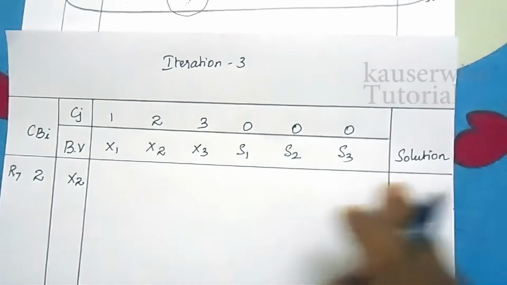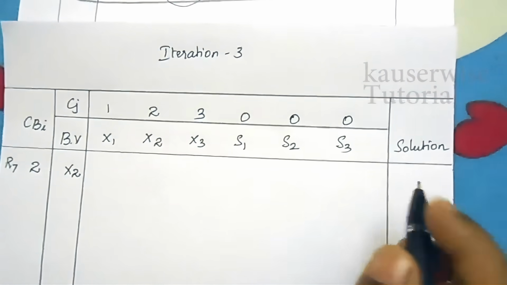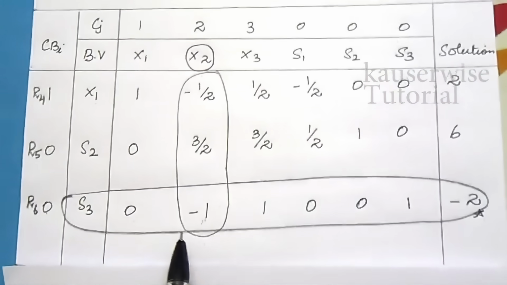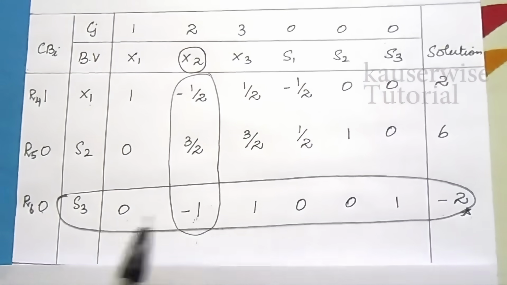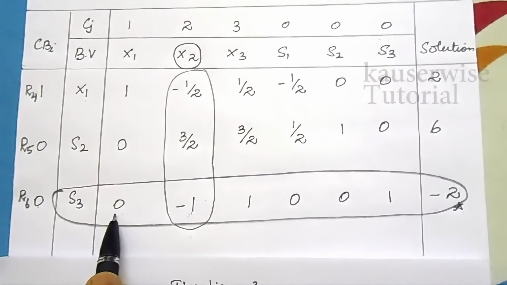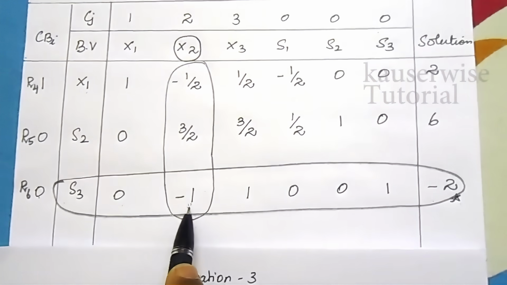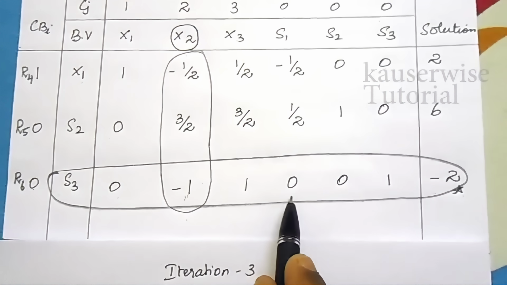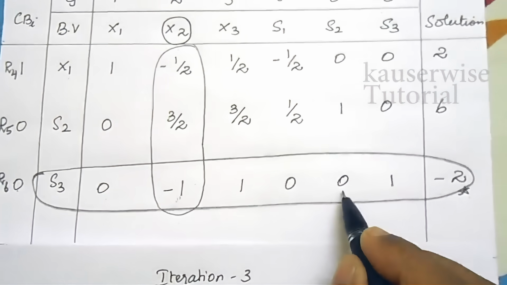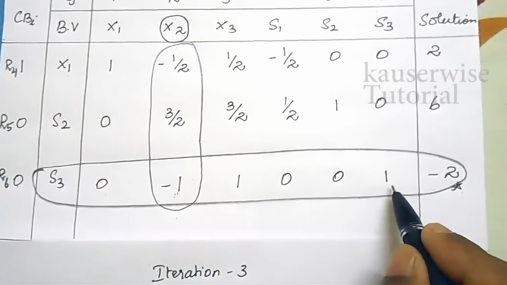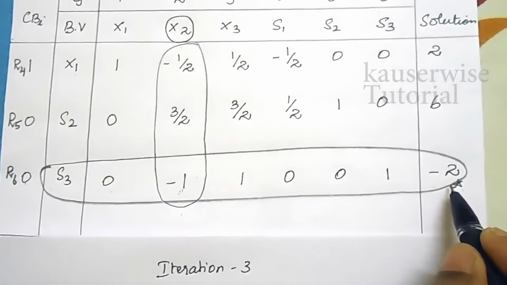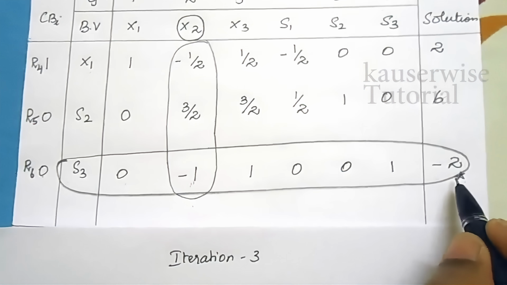new values. For the new values, just divide all the other elements by the pivotal element. The pivotal element is -1. So the new values will be 0 divided by -1, -1 divided by -1, 1 divided by -1, 0 divided by -1, 0 divided by -1, 1 divided by -1 and -2 divided by -1. Then you will be getting the new values for row 7.